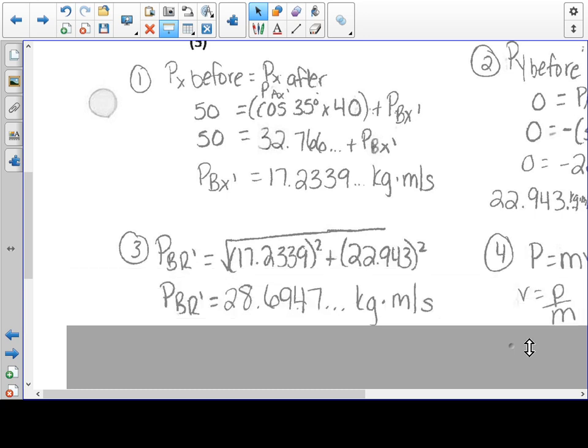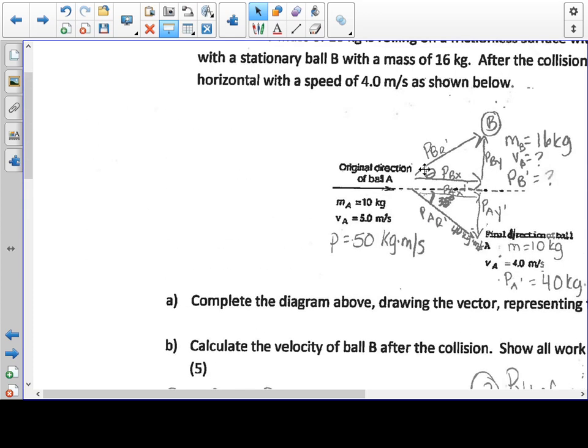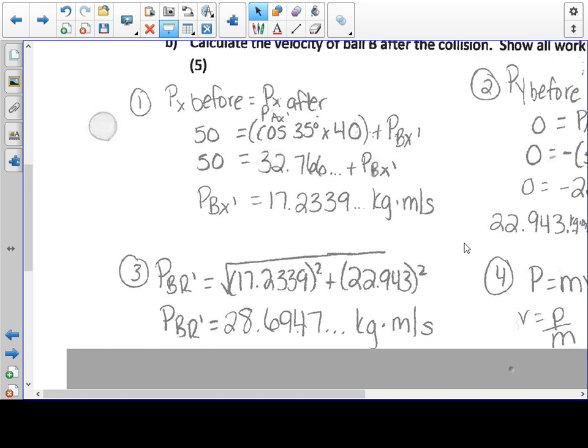So the square root of a squared plus b squared, the square root of 17.2339 squared plus 22.943 squared gives us a magnitude of 28.6947 kilogram meters per second. So that number would go right there, 28.6947.